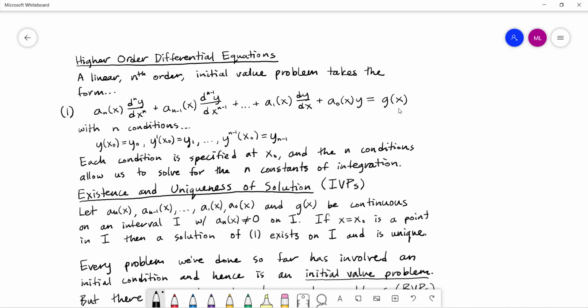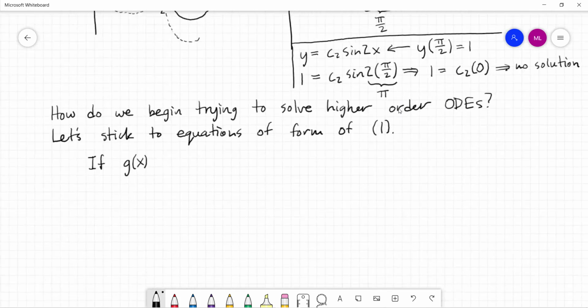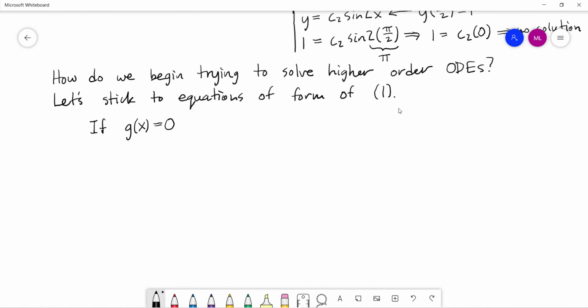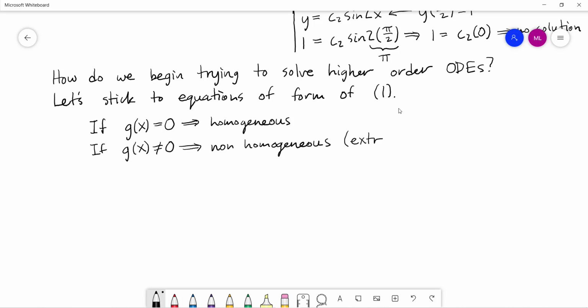If this g of x term over here on the right is 0, so if g of x equals 0, we call these equations homogeneous. And they'll have one approach. If g of x is not equal to 0, then we call the equations non-homogeneous. And they're going to require some extra work. So when we start solving these in the upcoming videos, we'll start with these homogeneous problems, then we'll move on to non-homogeneous problems.